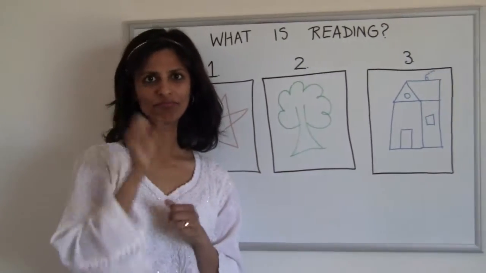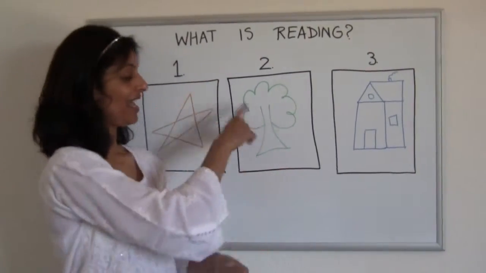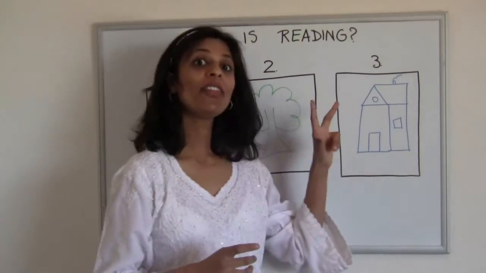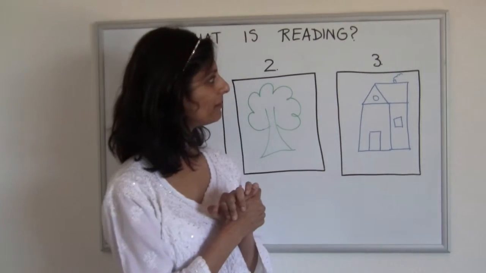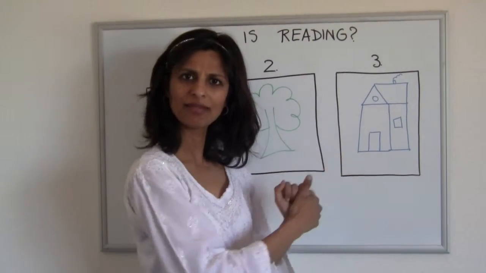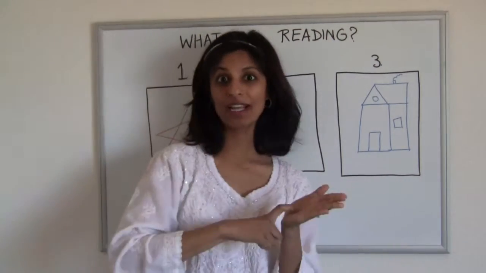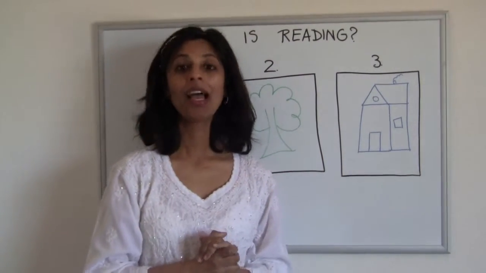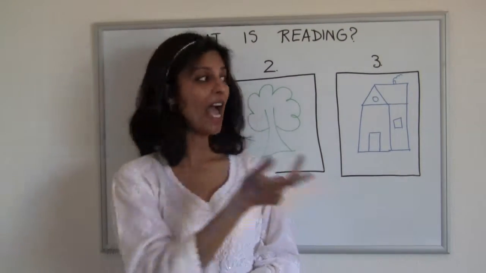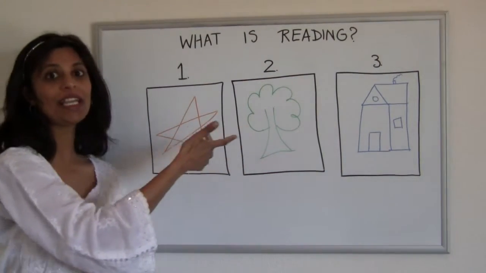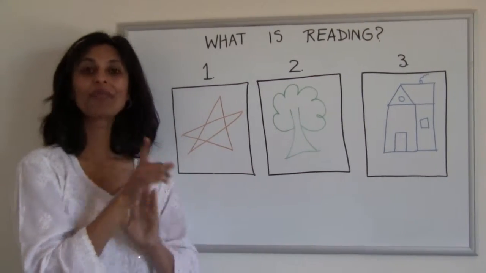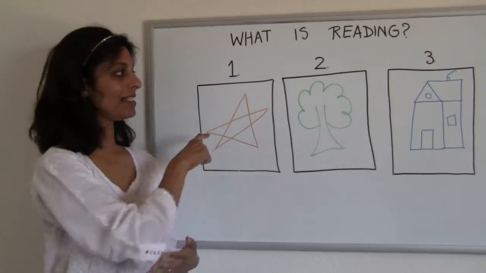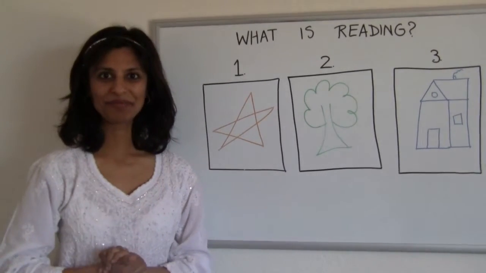What is it? You recognized that that's a tree. Let's look at the third picture. What is it? You recognize that that is a picture of a house. So when you looked at these 3 pictures, your brain was able to recognize the pictures.